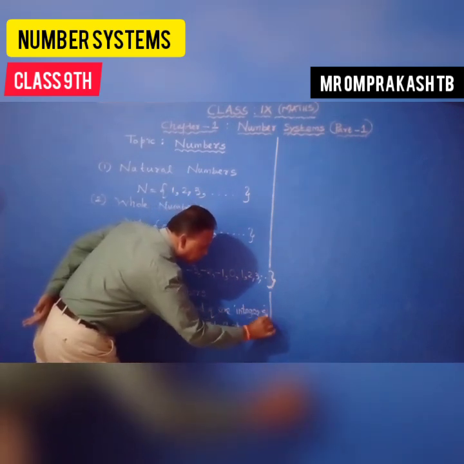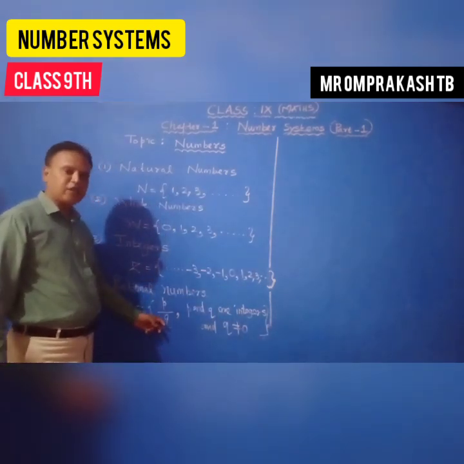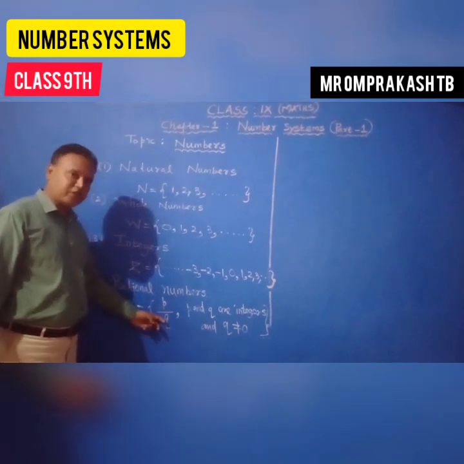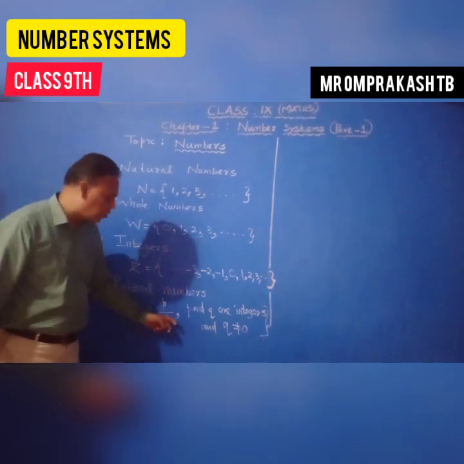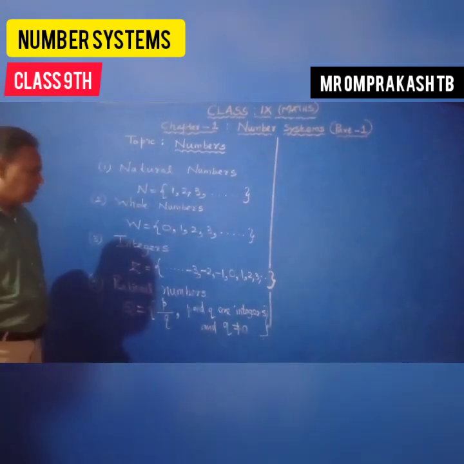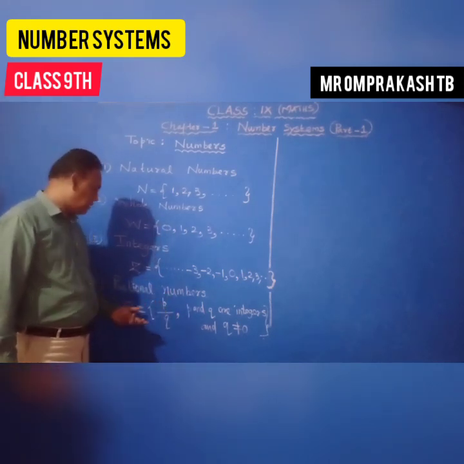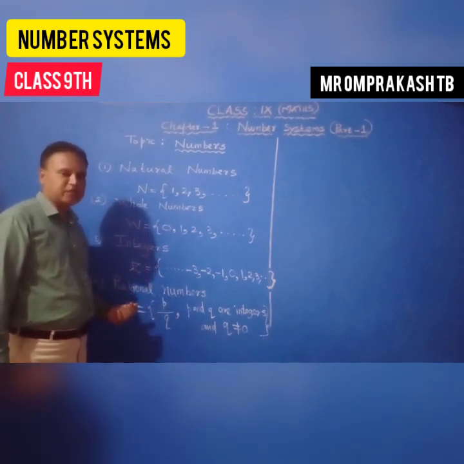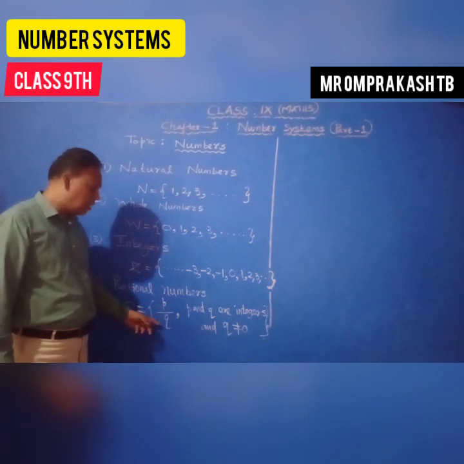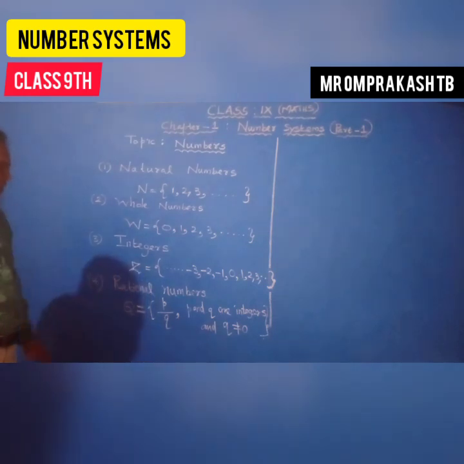The denominator is always not equal to 0 because division by 0 is not defined. Q is in the denominator, so that is division, so Q is not equal to 0. If Q is 0 then it is not defined. Clear? So set means what? Collection of defined objects. That's why we always take Q not equal to 0 in rational numbers.